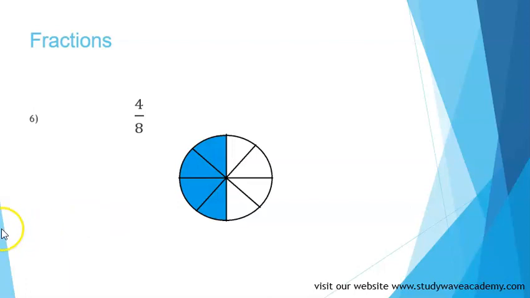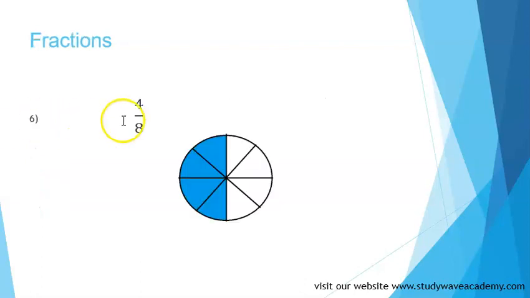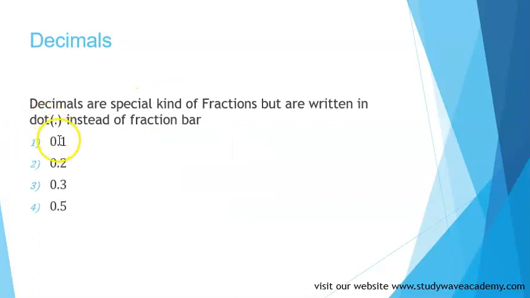Good. We're going to be moving over to decimals. What do we mean by decimals? Decimals are special kinds of fraction, but they are written in dots. They are not written like fraction, which has over. It is written as dot instead of fraction. Okay, so we have 0.1. The dot is called a point. It is called a point. So this number over here is a decimal point.